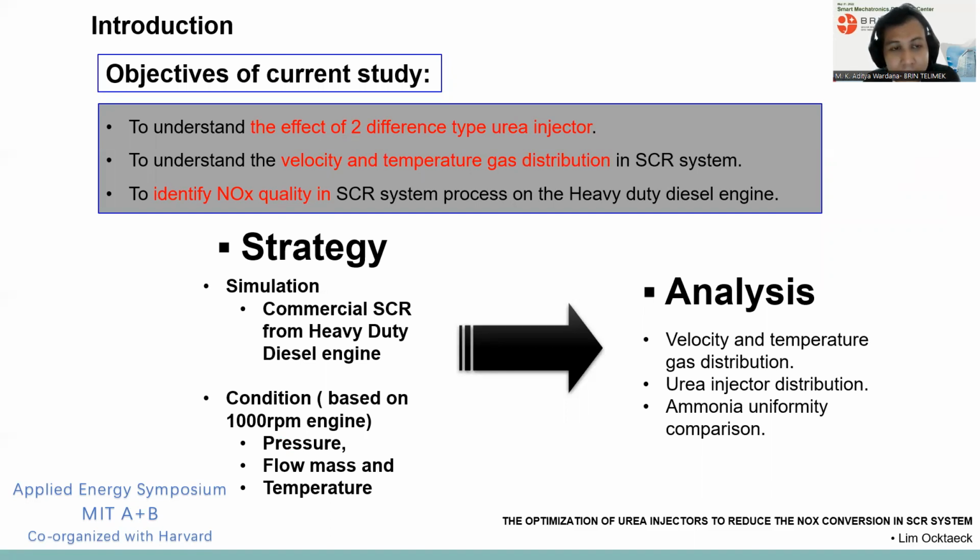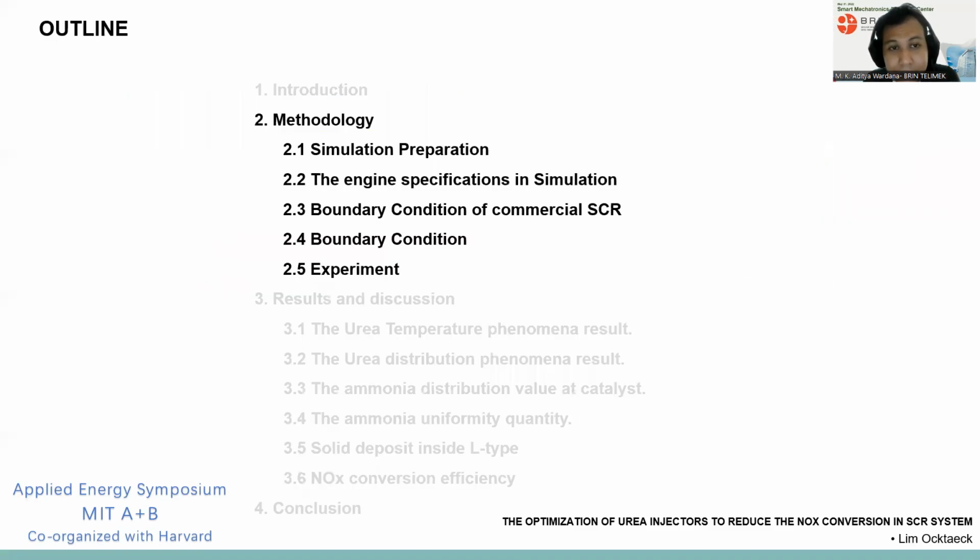And then we want to understand the velocity and temperature gas distribution in the SCR systems. After that, we will identify the NOx quality in the SCR systems. And also we will show you the ammonia uniformity at the catalyst inlet. Here, we will use the 1000 RPM engine operation condition.